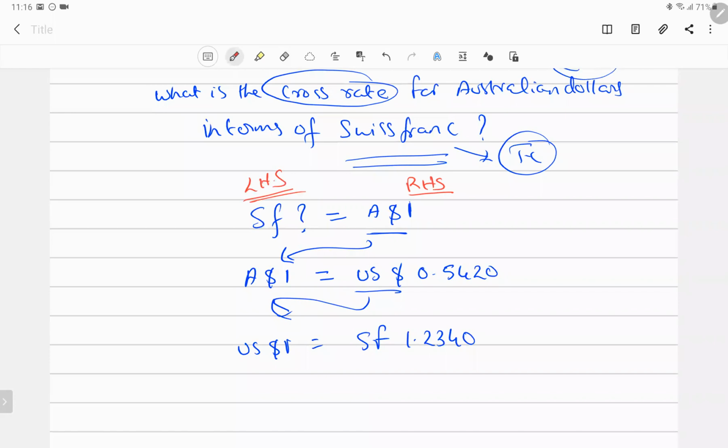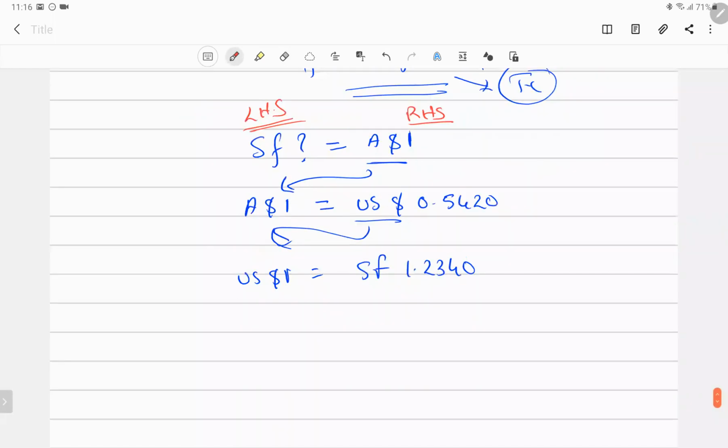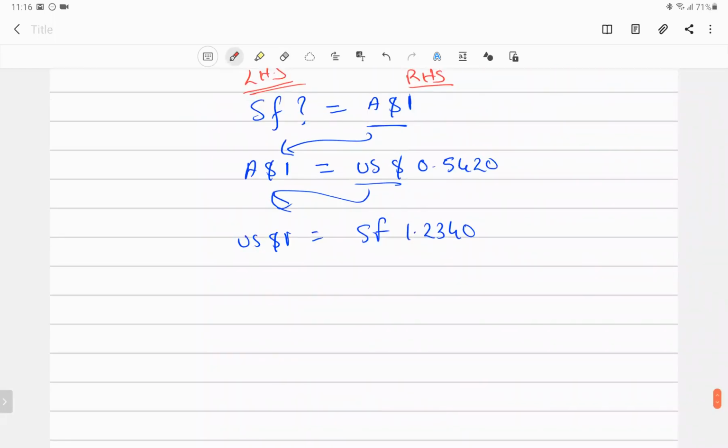So when you have compiled these steps, in the right hand side you have to multiply the numbers. Whatever numbers are in the right hand side, you have to multiply, and whatever numbers are in the left hand side, you have to divide. Here you multiply all the numbers in your right hand side, and in the left hand side you just divide. Okay, this is a simple chain rule.